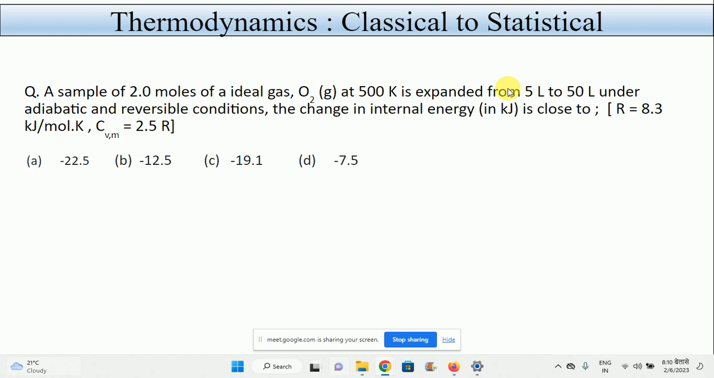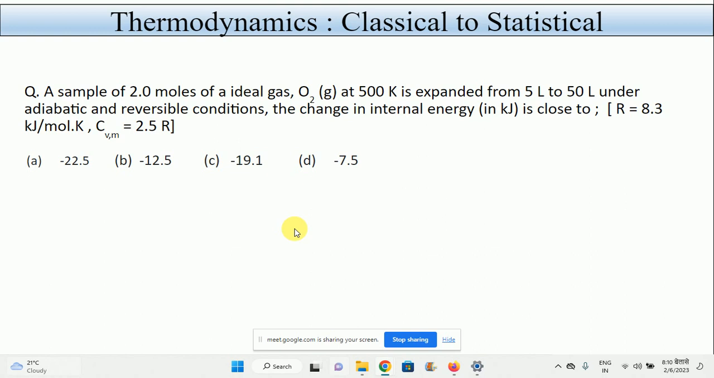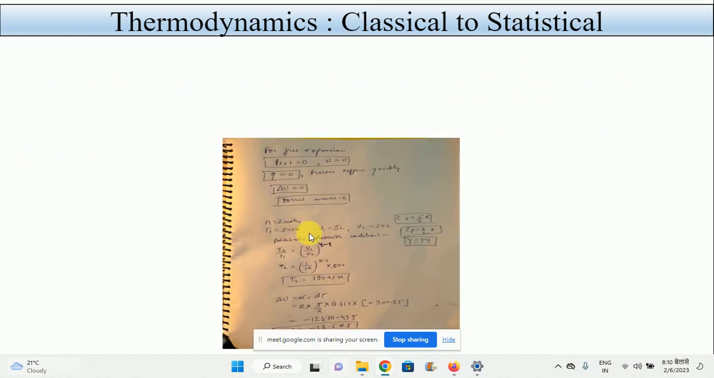The sample expands from 5 liters under adiabatic and reversible conditions. Change in internal energy is close to. So n is equal to 2 mole, and temperature is 500 Kelvin. Volume V1 is 5 liter, and V2 is 50 liter. We have used this equation earlier as well.